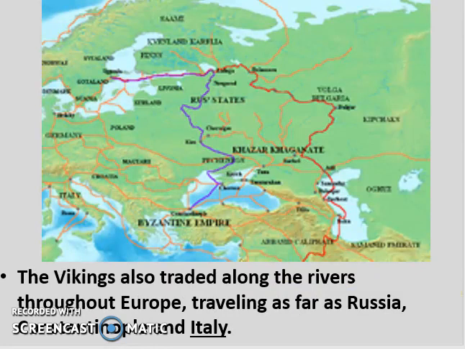The Vikings also traded along the rivers throughout Europe, traveling as far as Russia, Constantinople, and Italy. If we look at this map, it's a little blurry, but you see Byzantine Empire is written here. This is Constantinople. So we're talking about trade through Constantinople and into Russia, all up and down this region here.